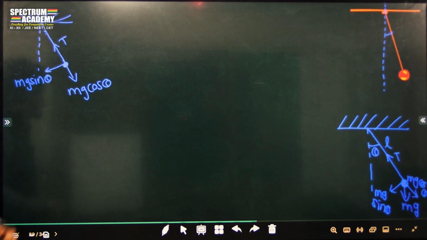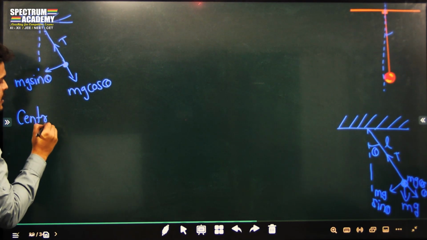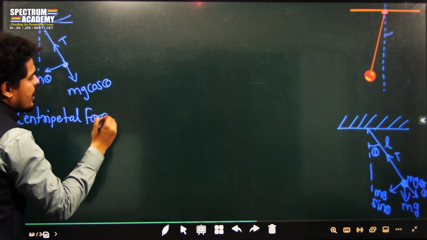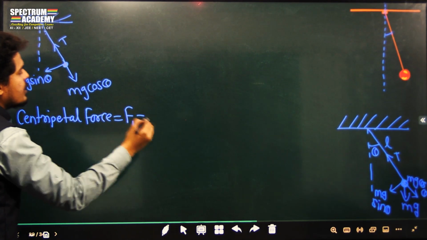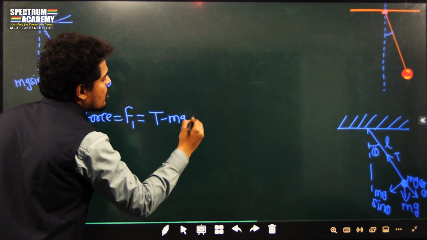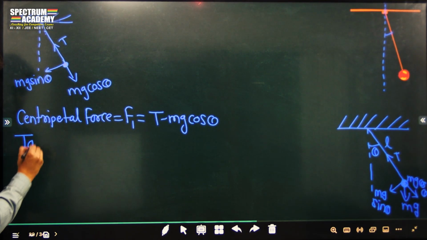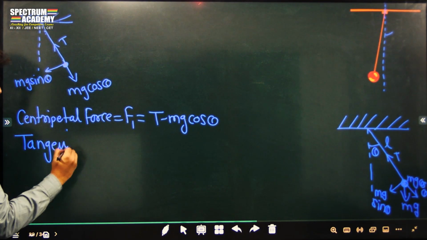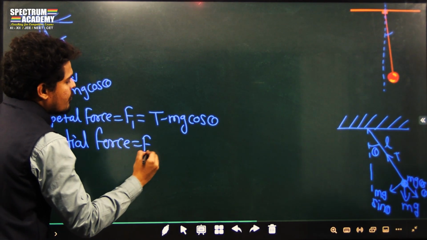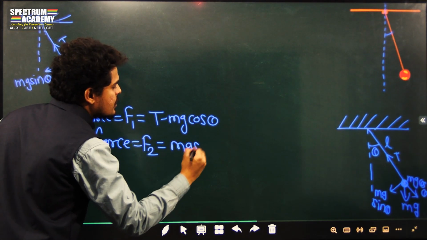So there are two forces. The net centripetal force, let's say F1, equals T minus mg cos theta, and the second, tangential force, F2, equals what? mg sin theta.